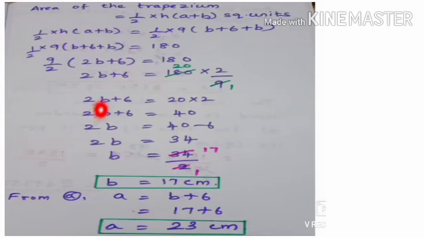So 2b plus 6 is equal to, when we cancel 9 and 180, that is 20 into 2. Now 20 into 2 is 40. So 2b plus 6 is equal to 40. When the 6 passes the equal to sign, it comes to the right hand side and becomes minus 6. Now 40 minus 6 is 34. So 2b is equal to 34 we get.